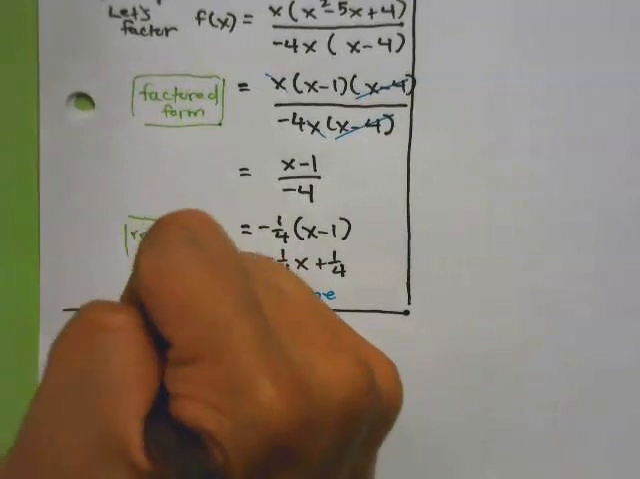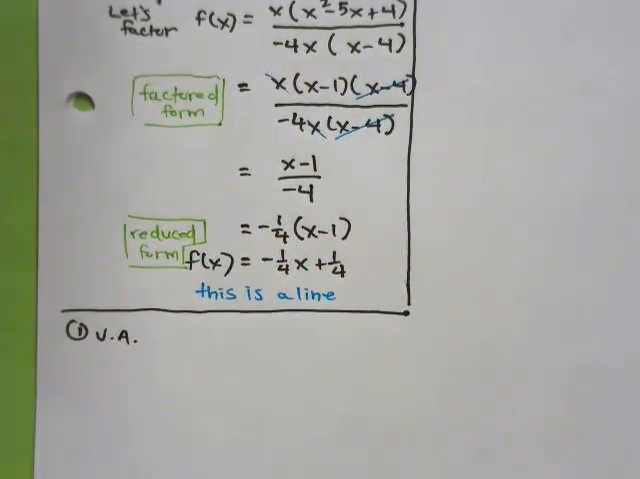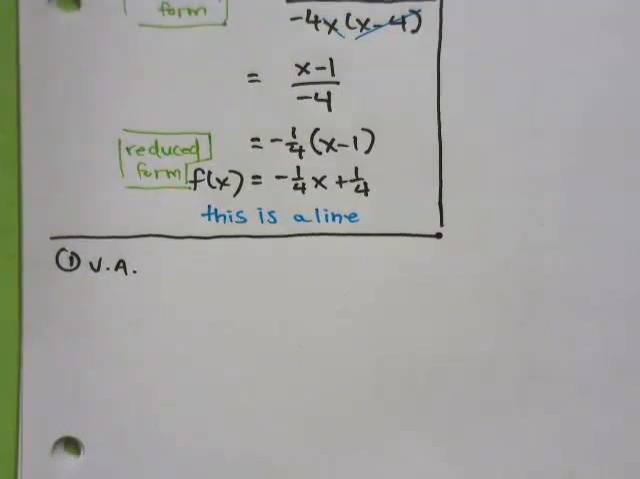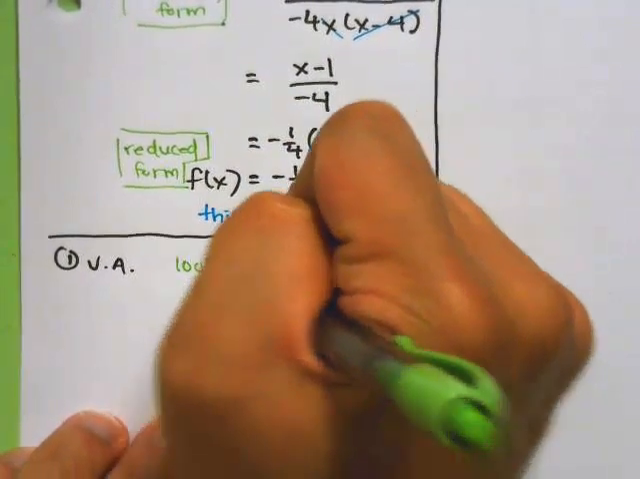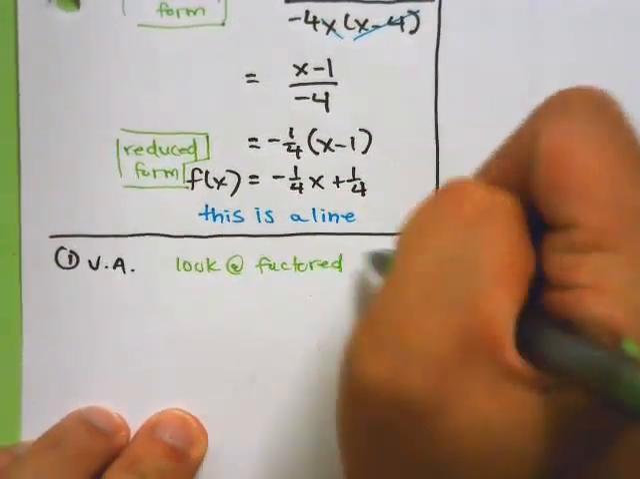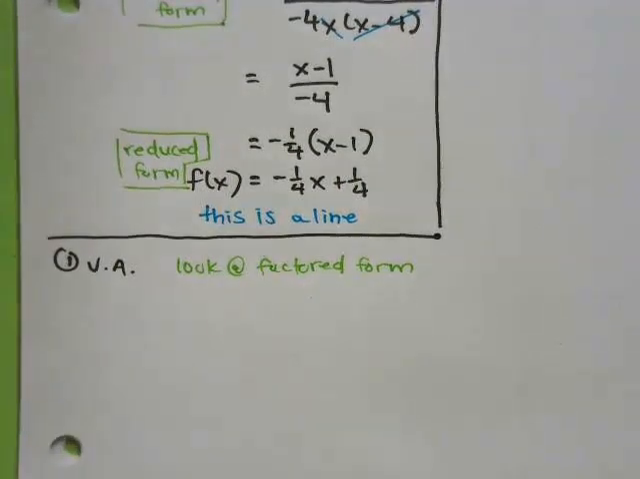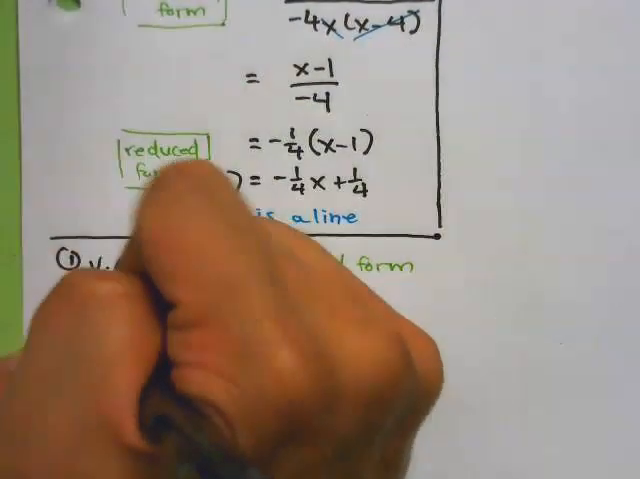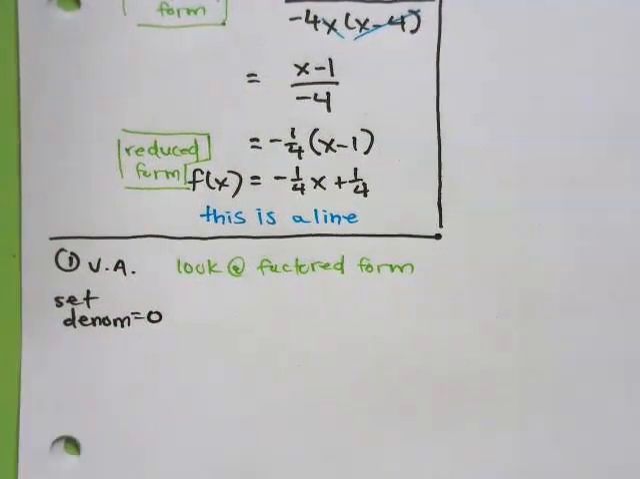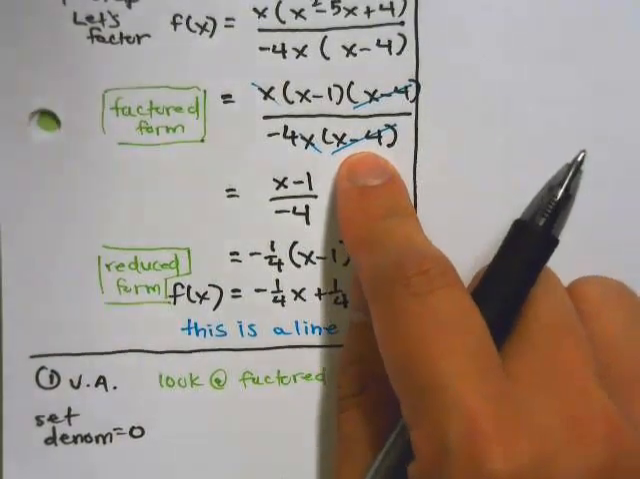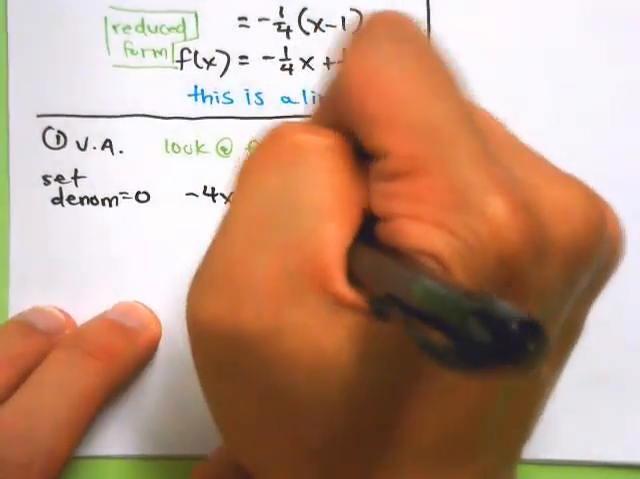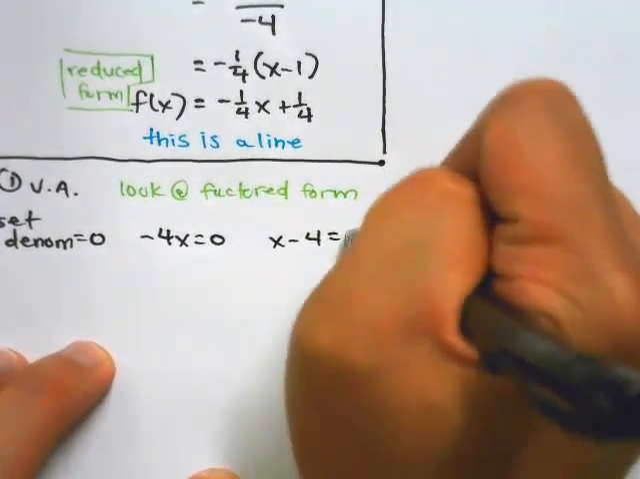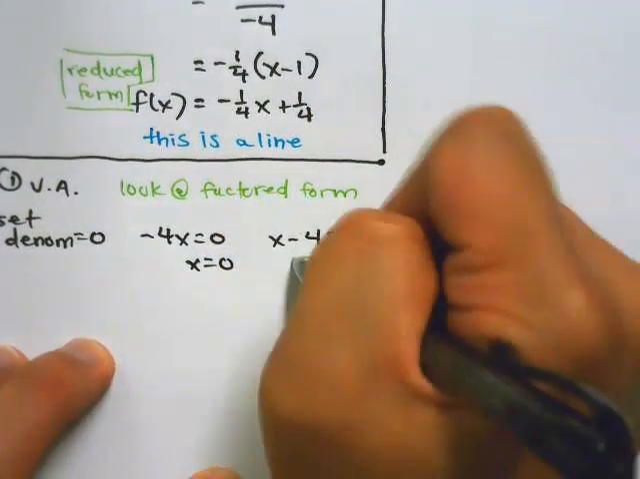Let's start with our first step, just like in the first part of the video, where we find the vertical asymptotes. For the vertical asymptotes, you're going to look at the factored form. The same steps apply. We're going to set the denominator equal to 0. So let's look at the factored form over here. We have negative 4x equal to 0, and x minus 4 equal to 0. So x is equal to 0 and x is equal to 4.